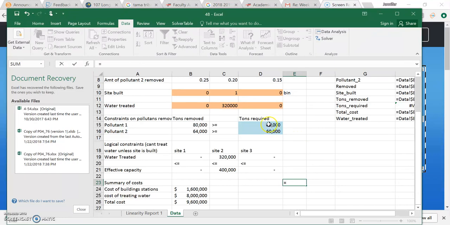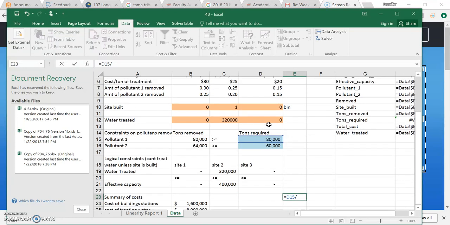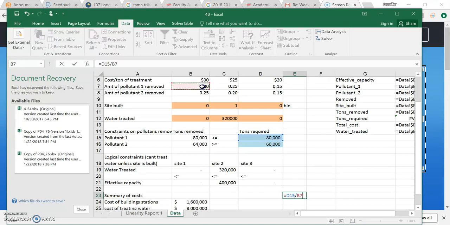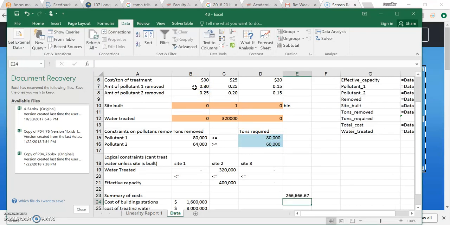So pollutant 1, site 1, okay, you're required to pull out 80,000 tons of pollutant 1. You get 0.3 per gallon that's run. So you do 80,000 divided by this 0.3, okay? That means you have to run 266.666667 or whatever gallons, or 266,666.66 gallons of water in order to remove the required amount of pollutant 1.